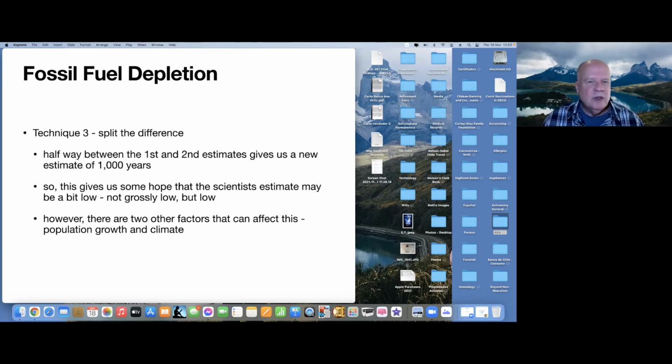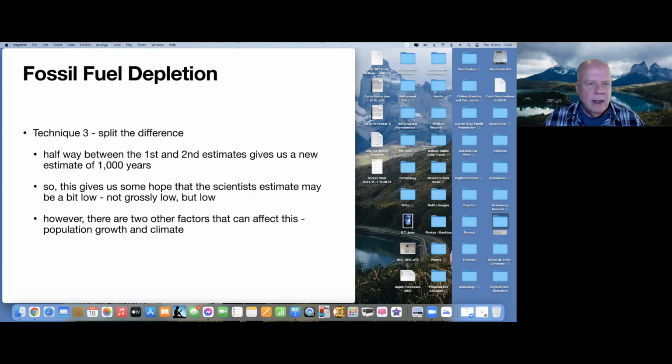So since we got 2 answers in the first 2 tries that are pretty far apart, I'm going to say let's use another technique. Let's split the difference. So halfway between the first and the second estimates gives us a new estimate of about 10 to the third years.